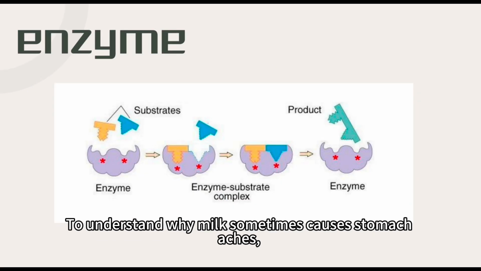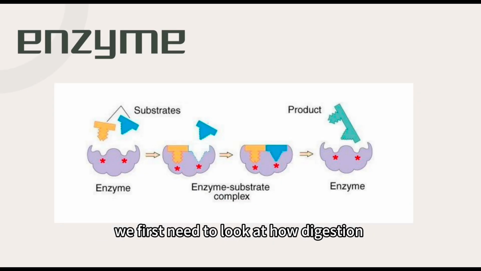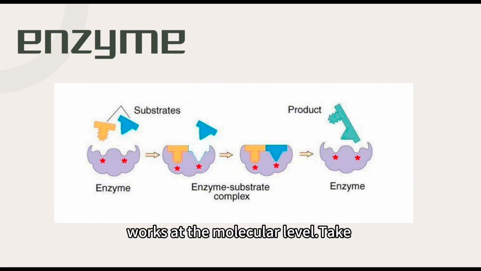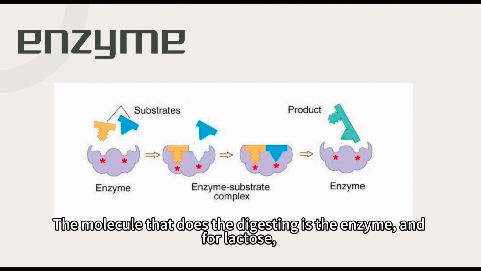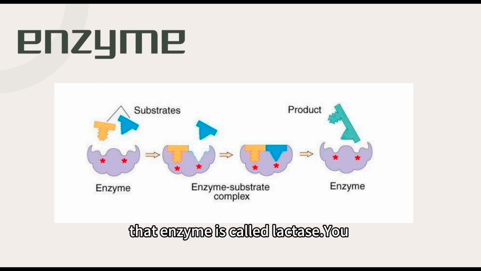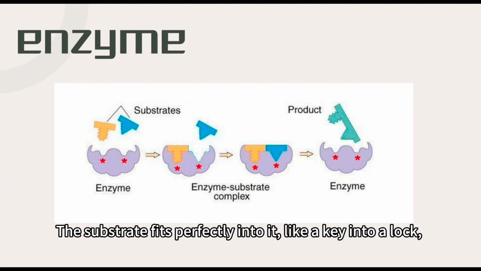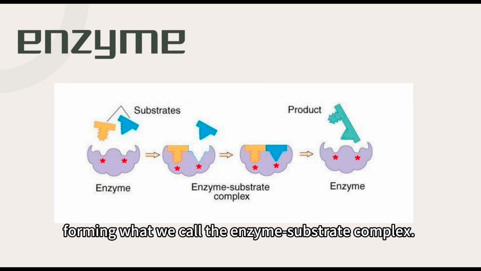To understand why milk sometimes causes stomach aches, we first need to look at how digestion works at the molecular level. Take a look at this diagram. It shows how enzymes work. The molecule being digested, in this case lactose from milk, is called the substrate. The molecule that does the digesting is the enzyme, and for lactose, that enzyme is called lactase. You can see the enzyme has a special spot called the active site. The substrate fits perfectly into it, like a key into a lock, forming what we call the enzyme-substrate complex.